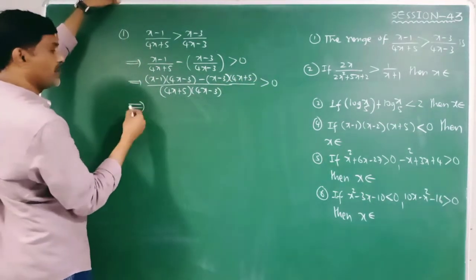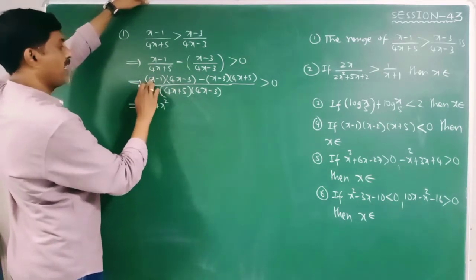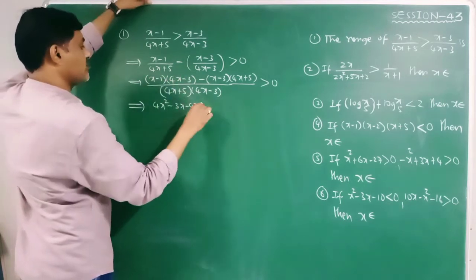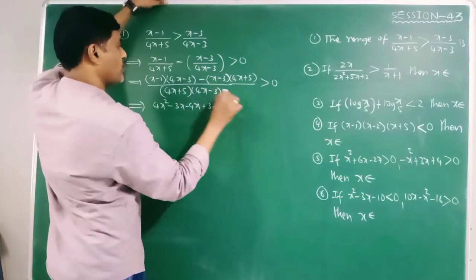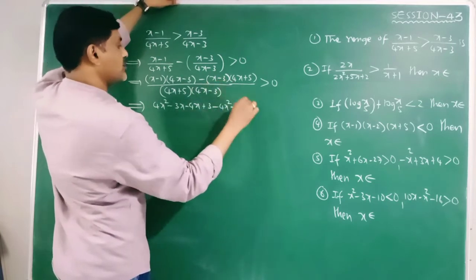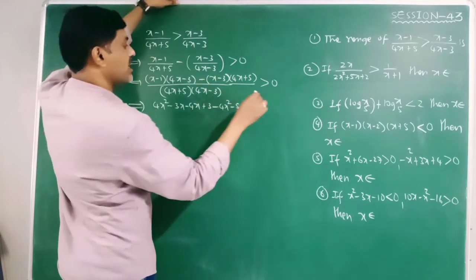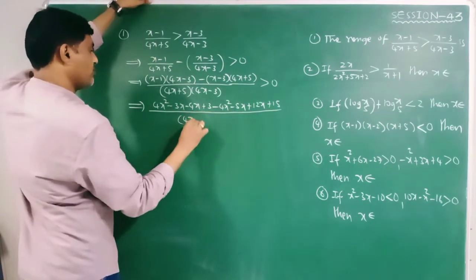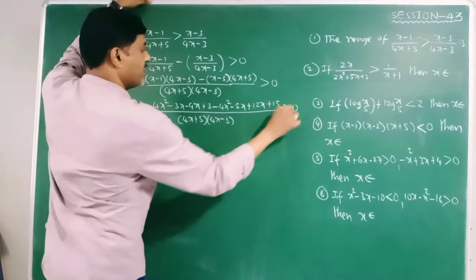Now we have to simplify the numerator. x into 4x is 4x square. x into minus 3 is minus 3x, minus 4x; minus into minus gives plus 3. Minus x into 4x is minus 4x square, minus 5x, minus 3 into 4x is minus 12x... already here we have minus, so plus 15, divided by (4x plus 5) times (4x minus 3), greater than 0.